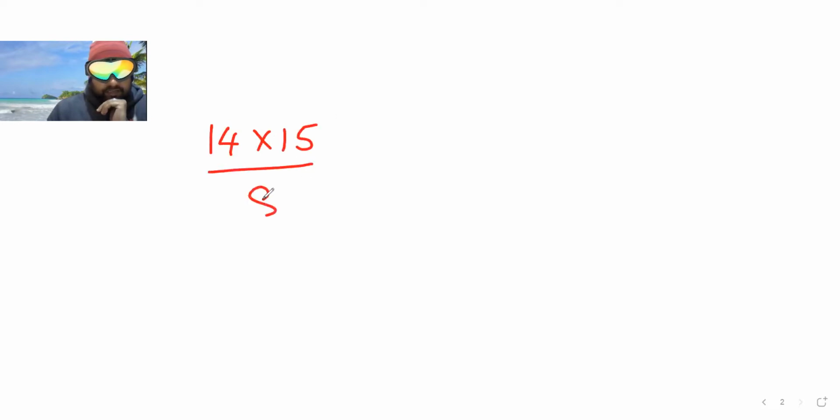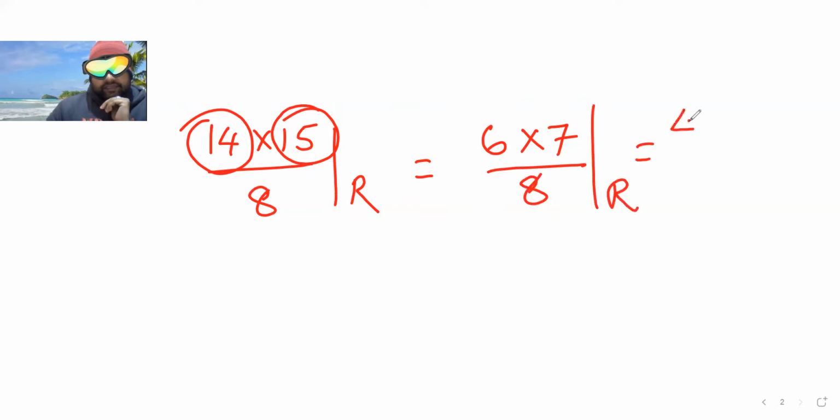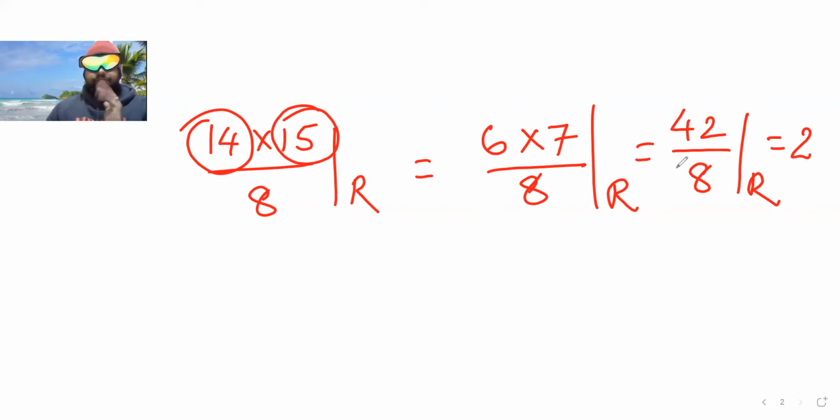Now the question is, how can we use negative remainders to our advantage? For example, if there is an expression 14 into 15 and we divide it by 8 and we are asked to find the remainder. If you remember the remainder theorem, we will take the remainder of 14 divided by 8, which gives us 6. We can take the remainder of 15 when divided by 8, which gives us 7. And then the product will be 42. We will take the remainder of this, which is nothing but 2, right?